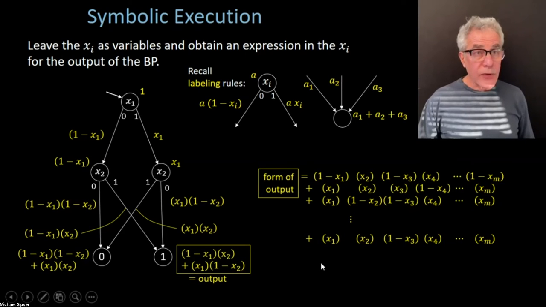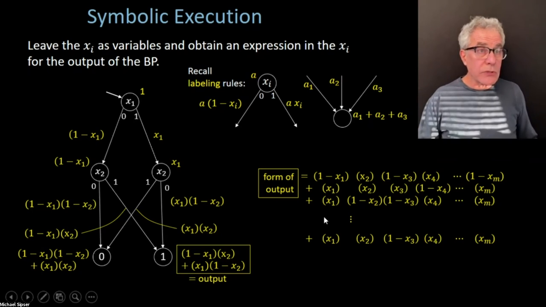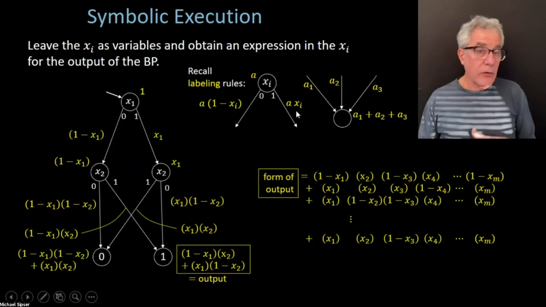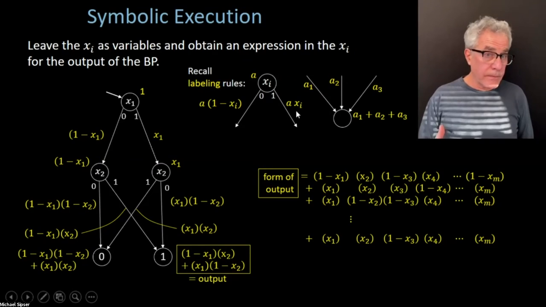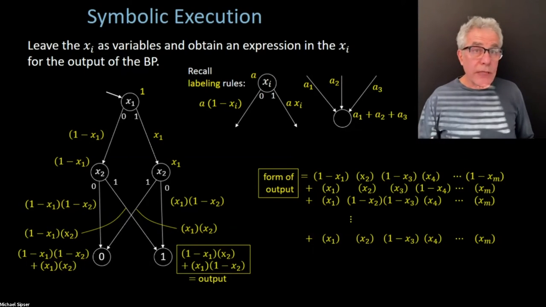And the reason for that is every time you go to a node, you're just adding things up. So that's just going to be like adding up more rows. And every time you go down through an edge, you're multiplying what you have so far either by an xi or a 1 minus xi. So you're just accumulating products of xi's and 1 minus xi's, and you're just adding them up. So this is what that polynomial is going to look like.